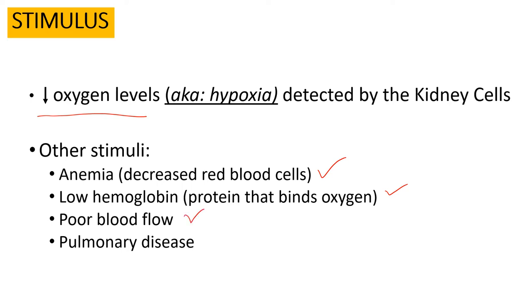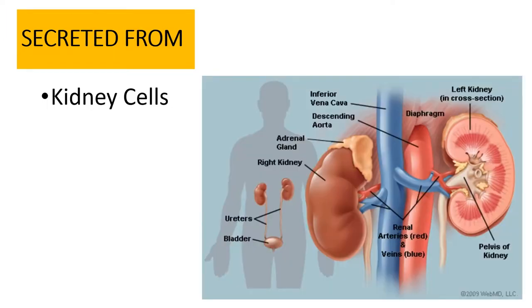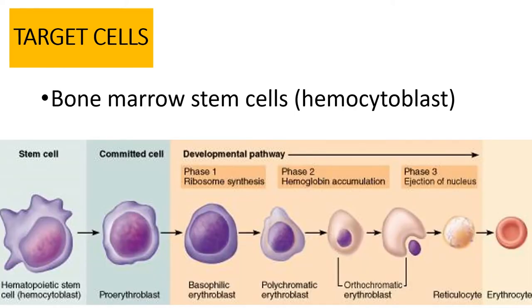Poor blood flow. Again, if you're not getting blood to a certain area, especially the kidneys, right? The kidneys are going to pick up on that as low oxygen levels. And pulmonary disease, if you just can't breathe, you're not going to get oxygen. So while you may have fine hemoglobin, you can't get the oxygen to pass through the lungs in the first place. So the ultimate stimulus is low oxygen levels from any one of these causes. Again, it's secreted from the kidney cells. We're not going to talk about specifically which kidney cells. We're just going to say kidney cells in general.